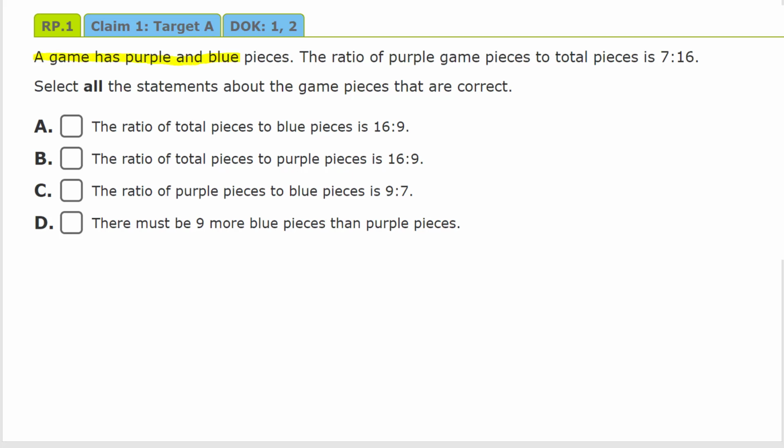A game has purple and blue pieces. The ratio of purple game pieces to total pieces is 7 to 16. Select all the statements about the game pieces that are correct.